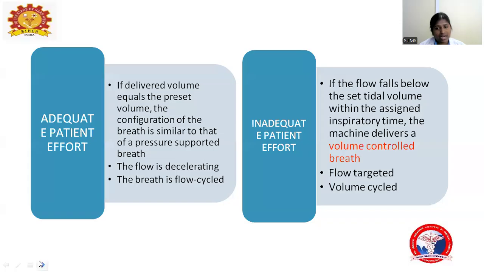If there is an inadequate patient effort, the flow falls below the set tidal volume within the assigned inspiratory time. The machine delivers a volume control breath because this tidal volume is not met. It's not sufficient for the patient. So this setting will automatically convert to a volume control mode, and it is flow targeted and it is volume cycled because it is a volume control mode.